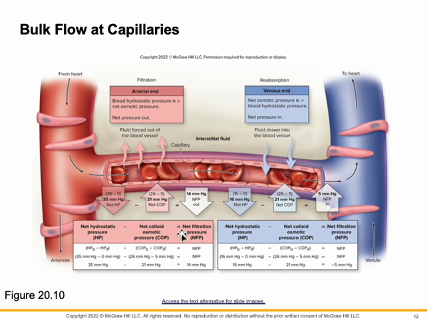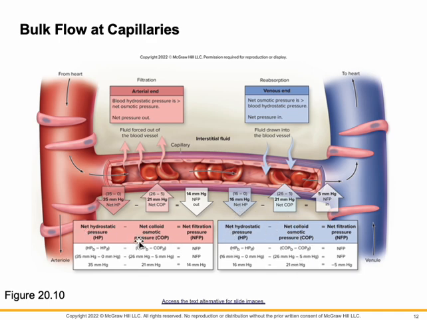So you can look at an image like this. There's a lot going on here, but it's simply what we just talked about. All we've done is add in figures. So here's our net colloid osmotic pressure. Here's net hydrostatic pressure, and you get net filtration pressure. Notice here that it's a positive number, positive 14.